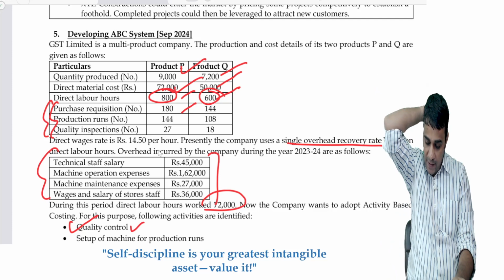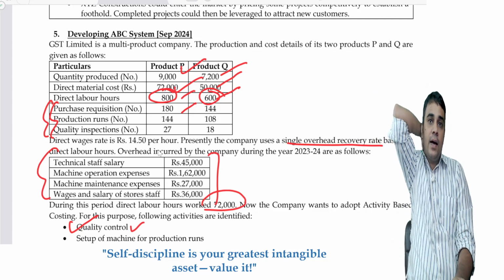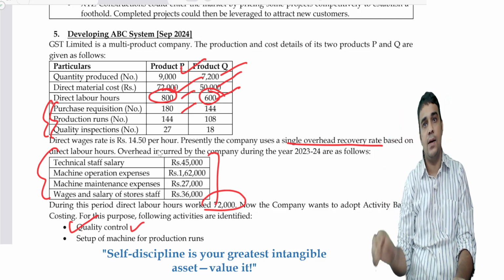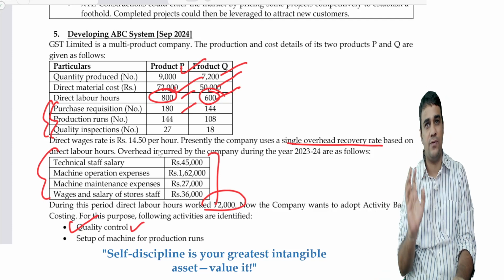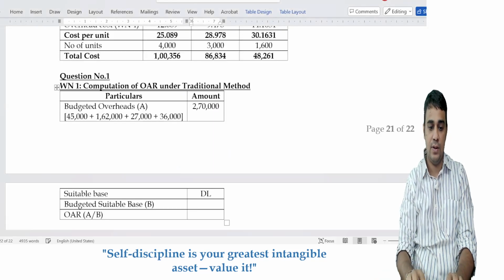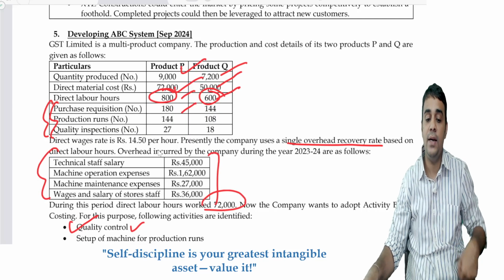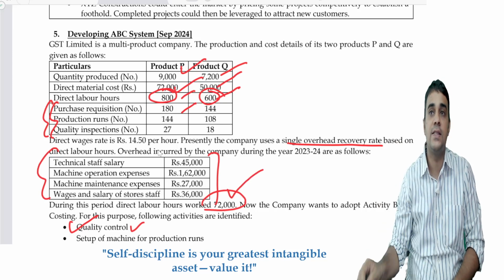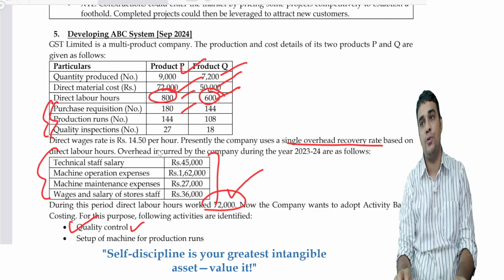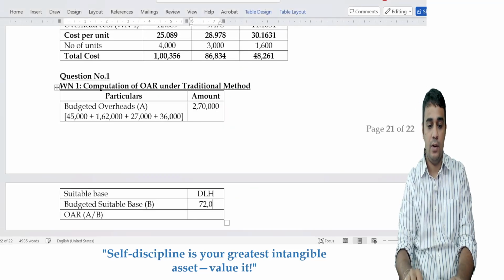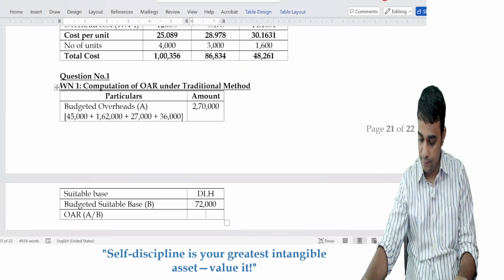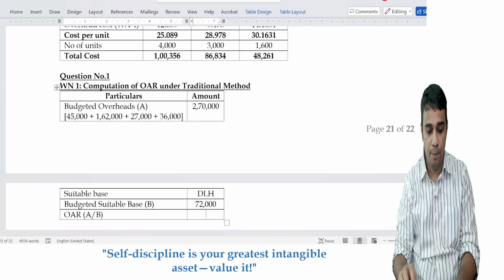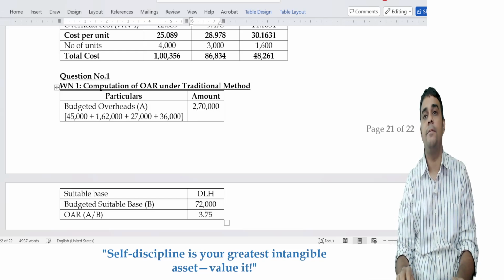What is the suitable base in the traditional method? Single overhead recovery rate, based on what they have mentioned: direct labor hours. There can be machine hours also, but in both questions we have seen direct labor hours. Normally DLH will be the total of P and Q, but that will not work here. DLH here is 72,000 hours. Divide and get the rate: 3.75.